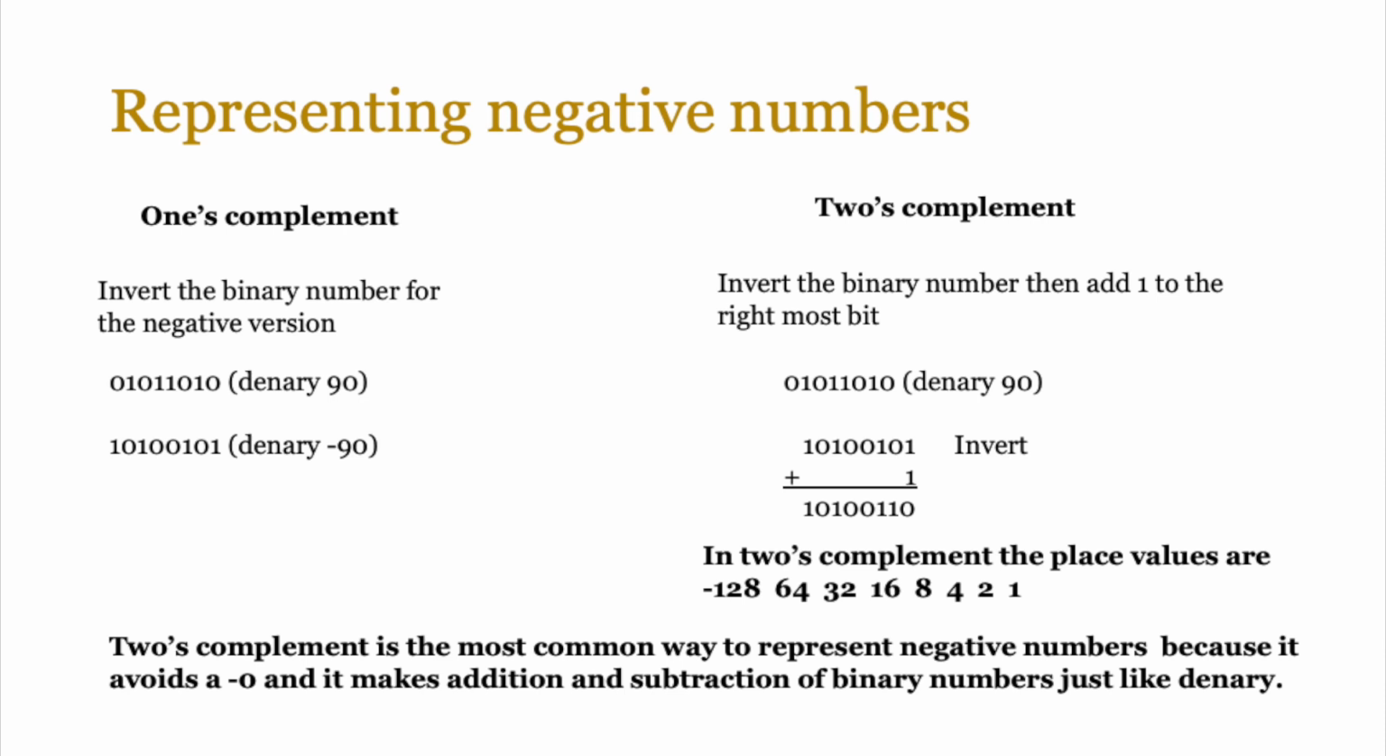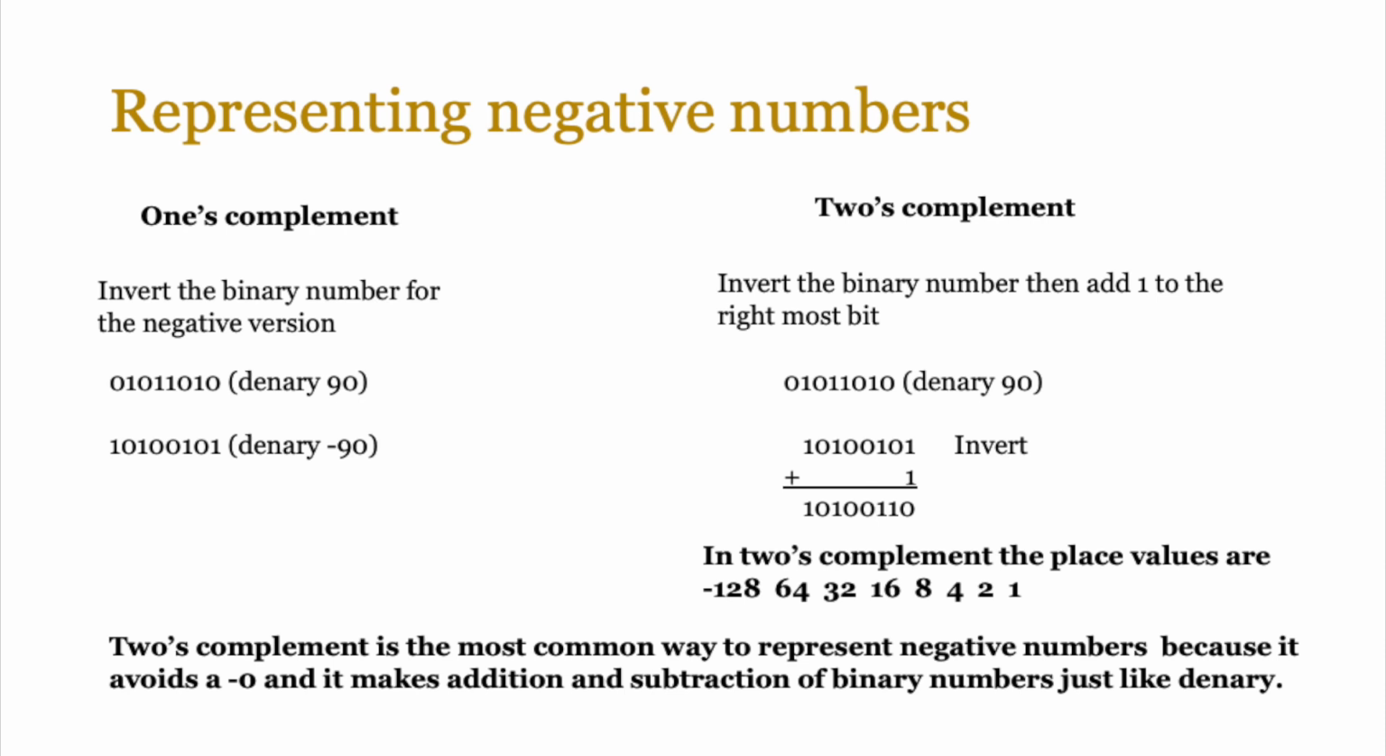So how does it work? Well, we do exactly the same thing. We take the original number, which is denary 90, 0101 1010. We flip the bits, so it becomes 1010 0101. And then we just add 1 to it. So the new number becomes 1010 0110. The 1 and 1 gives you a 0 and 1 carries to the next column. And you can check this because in 2's complement, the place values are minus 128 and then positive 64, 32, 16, 8, 4, 2, 1. So the leftmost significant bit becomes a negative number.